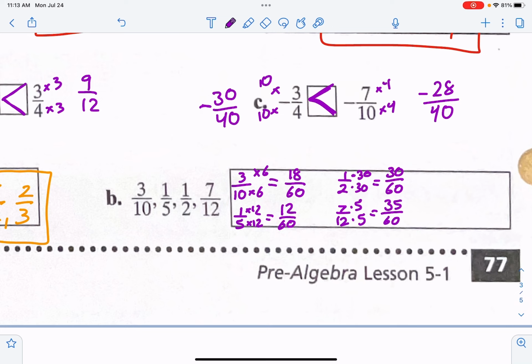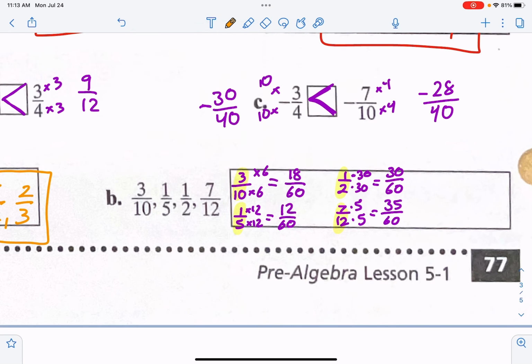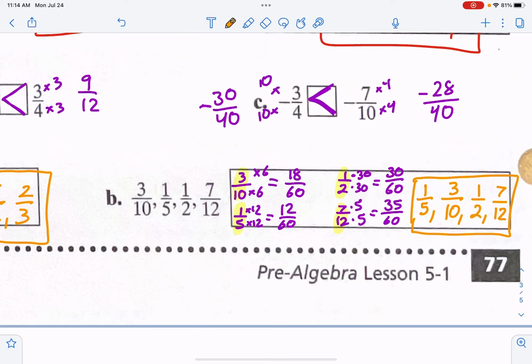So now I have all of my fractions with the same denominator, remembering again that I have to write them in this form in the answer, but I'm going to start with the smallest one. So the smallest one in this list is going to be 12 over 60, which is really 1 over 5. The next smallest in this list is going to be 18 over 60, which is really 3 over 10. The next smallest in this list is going to be 30 over 60, which is really 1/2. And then the last one, the biggest one, is going to be 35 over 60, which is really 7 over 12. So this is how I would write my final answer.